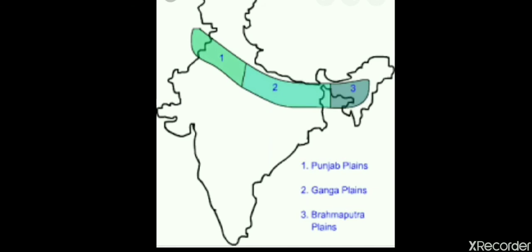So one by one we will understand the western part of the northern plain. This is the western part. The western part of the northern plain is referred to as the Punjab plains, formed by the Indus and its tributaries like Jhelum, Chenab, Ravi, Beas and the Satluj river. This plain is dominated by the Doabs.